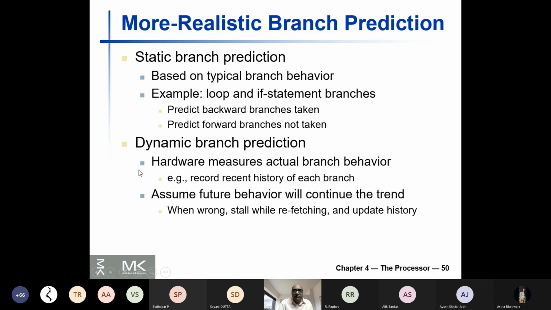For this, it makes use of some additional hardware, and with that additional hardware, it checks whether the present branch can be taken or not taken. And if there is a penalty, then you have to stall and refetch the desired instruction, and you have to update the history also. That means for every branch, you need to update the history, whether the previous branch is taken or not, and how many branches were taken and how many were not taken.